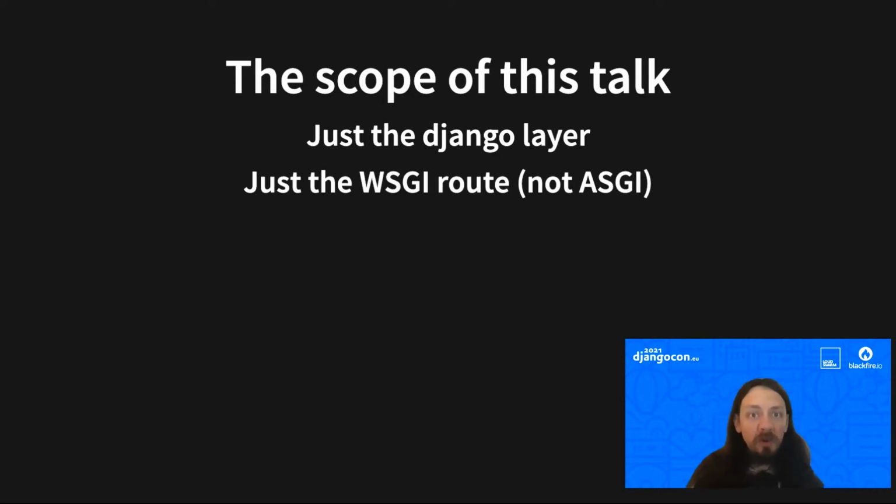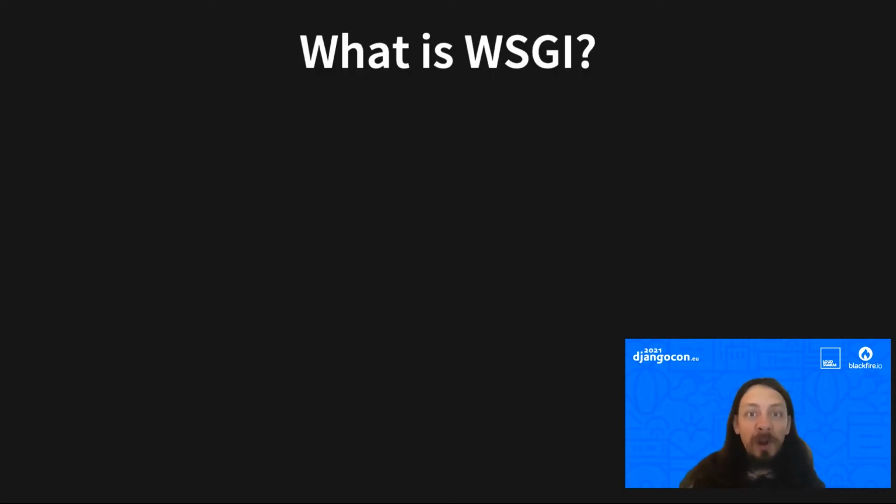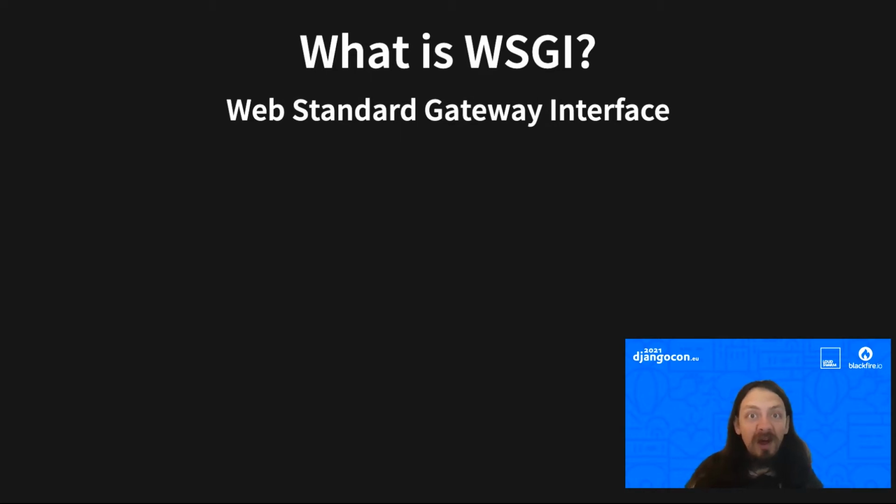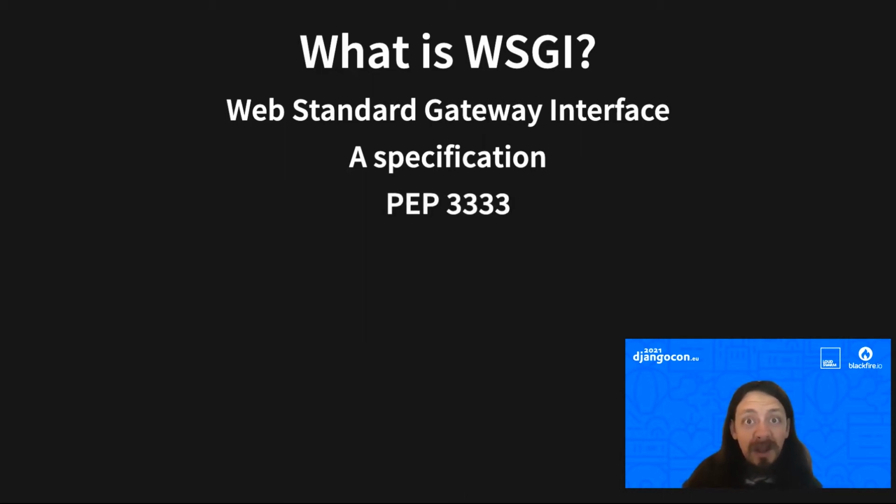So what is WSGI? Well, it stands for the Web Standard Gateway Interface, and it's just a specification. So it's not a server or a framework, which is a common misconception. It's just a set of rules which says, if you've got a server which adheres to these rules, and if you've got a Python application which adheres to some other rules, well, that Python application is going to run on that server. It's all laid out in PEP 3333, and you can go and read the full details there.